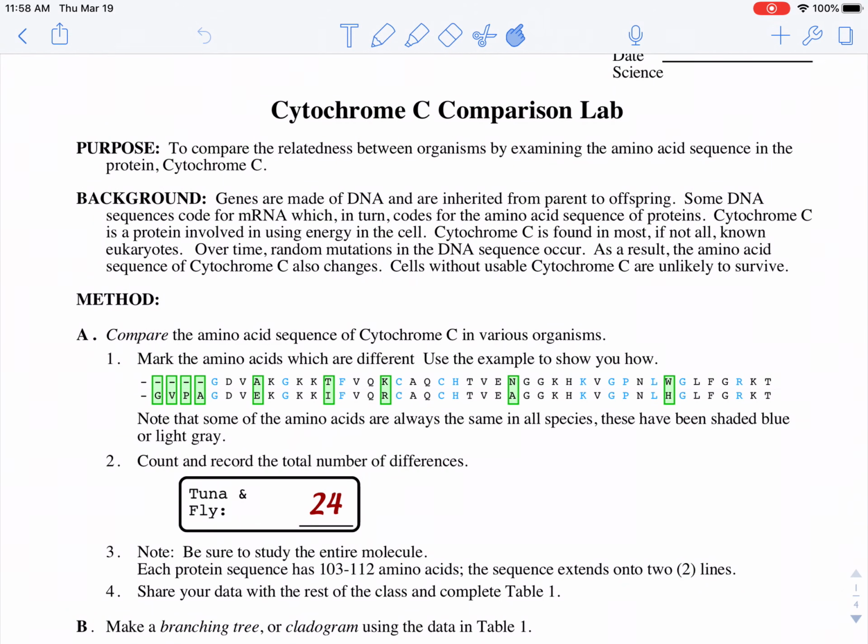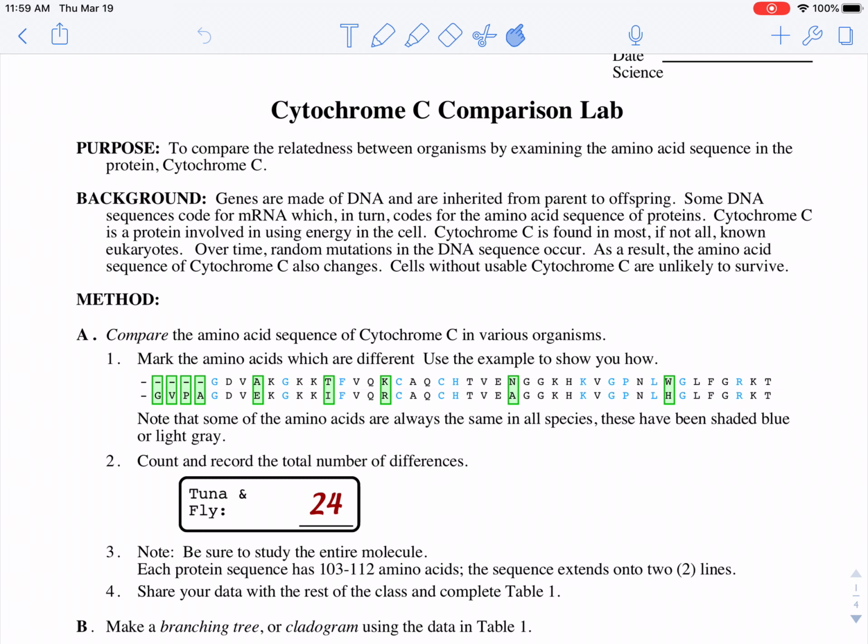Hello everyone. Today we're going to talk about the cytochrome C comparison lab in biology, and I want to give you a brief discussion about the background and just an explanation of the lab so you can go ahead and get started today. First of all, we are investigating cytochrome C. Keep in mind that this lab is just another investigation into evidence for evolution. That's been our focus all week.